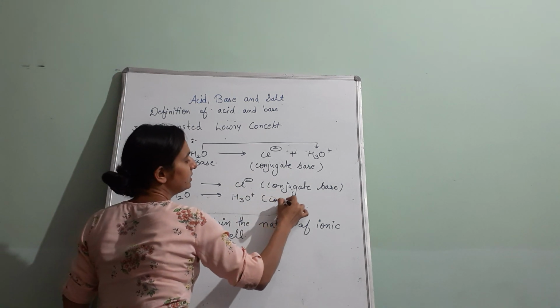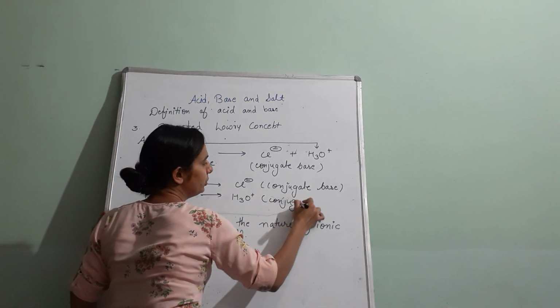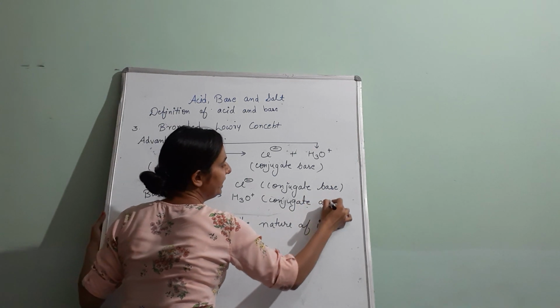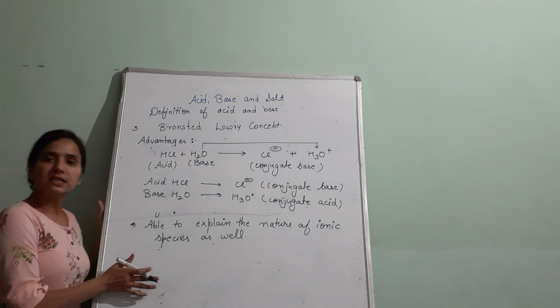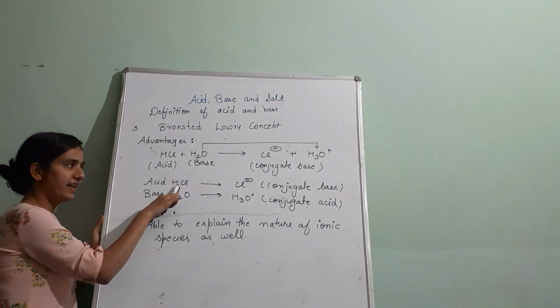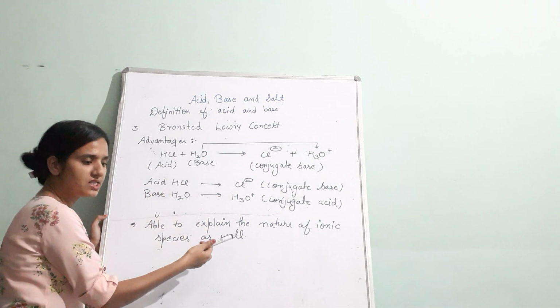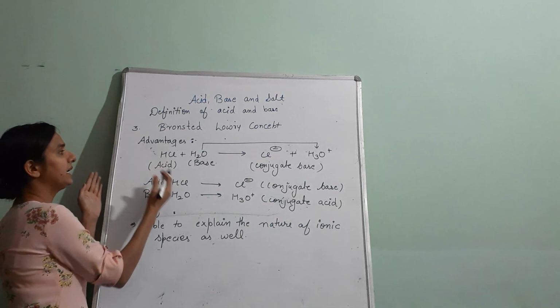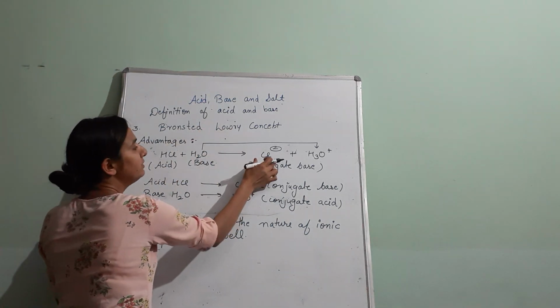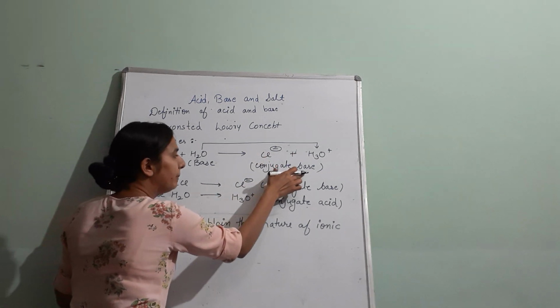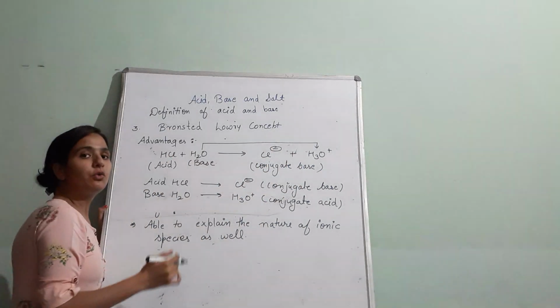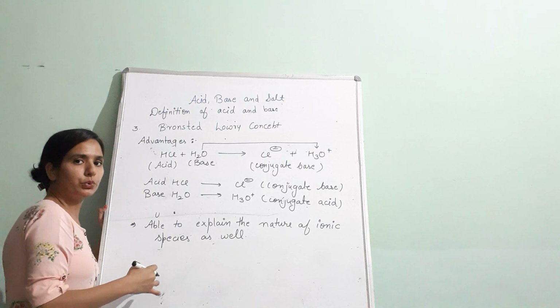This ion is able to donate the proton. Is this thing clear? HCl एक एसिड है, वो H पॉजिटिव को डोनेट करना चाहता है. H पॉजिटिव को डोनेट करने के बाद HCl किसमें कन्वर्ट हुआ? Cl नेगेटिव में. This ion acts as conjugate base because Cl negative is ready to accept the proton.